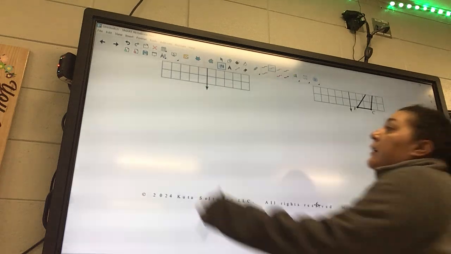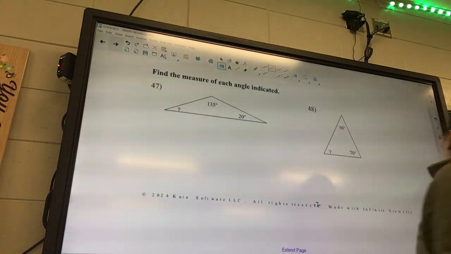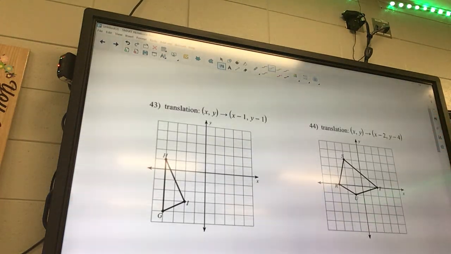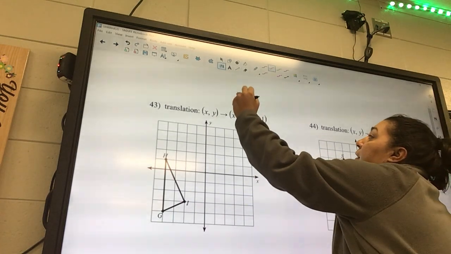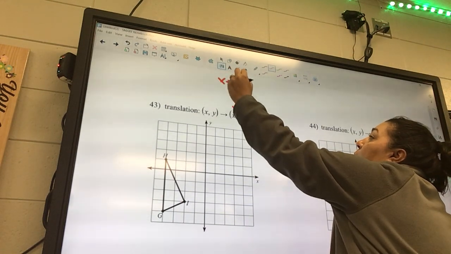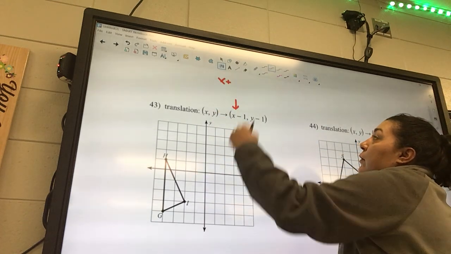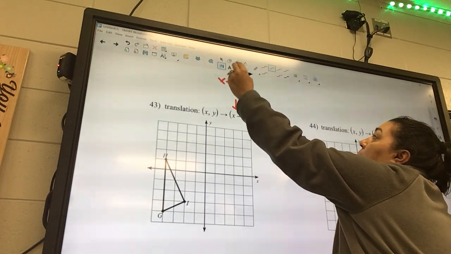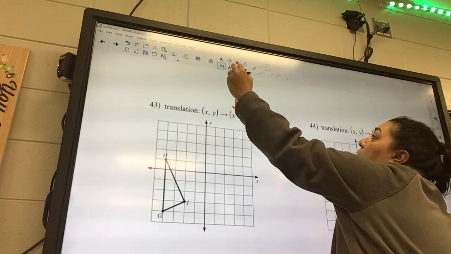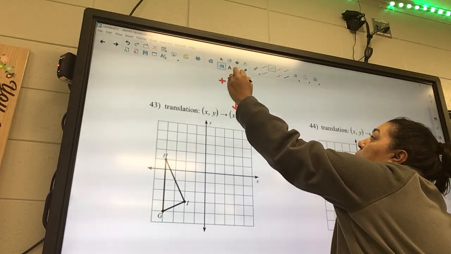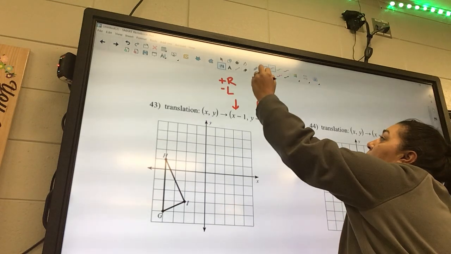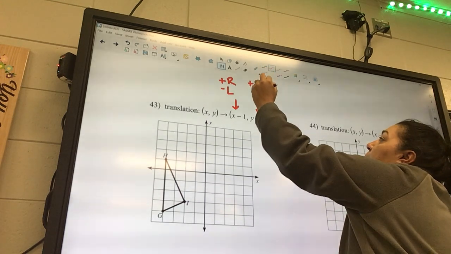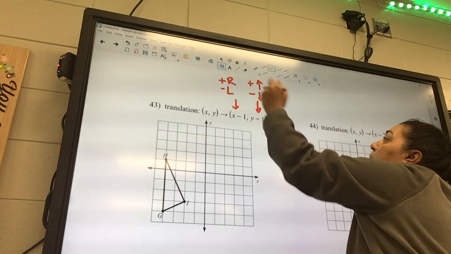Okay, 43. Okay, for the translations, if it is for the x, if it's a plus, I'm going to the right. If it's a minus, I'm going left. Okay, for the y, if it's a plus, I'm going up. If it's a minus, I'm going down.